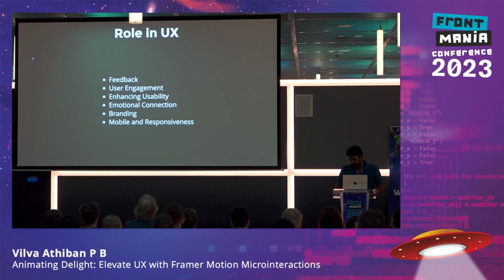Next, roles in UX. Yes, we know what a microinteraction is now and how it can be broken into smaller life cycles. But how does it really help in the user experience? First and foremost is feedback. It just tells the user that something is happening. It doesn't leave them clueless. It always keeps updating the user that, okay, this is happening, and the next thing is going to happen. So that's the first and major thing about the impact of micro-interactions in user experience.